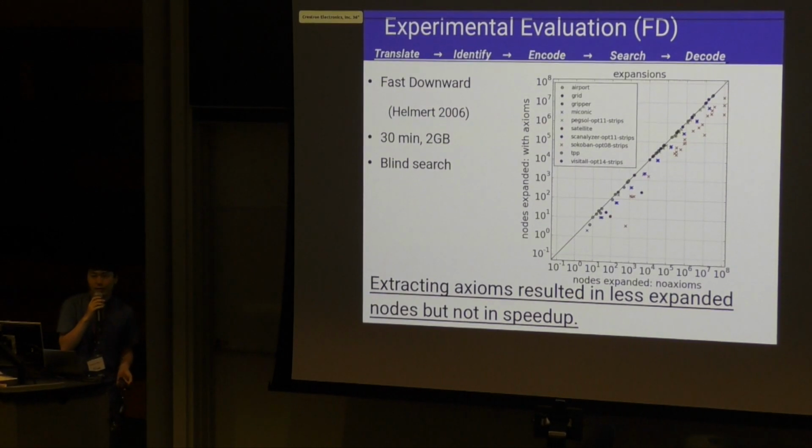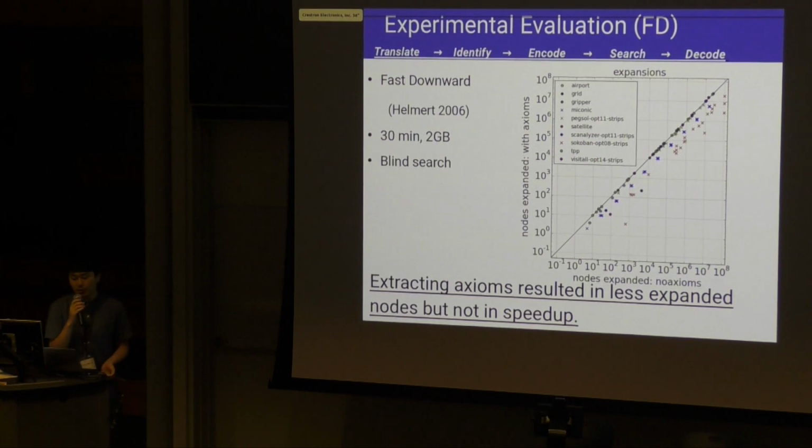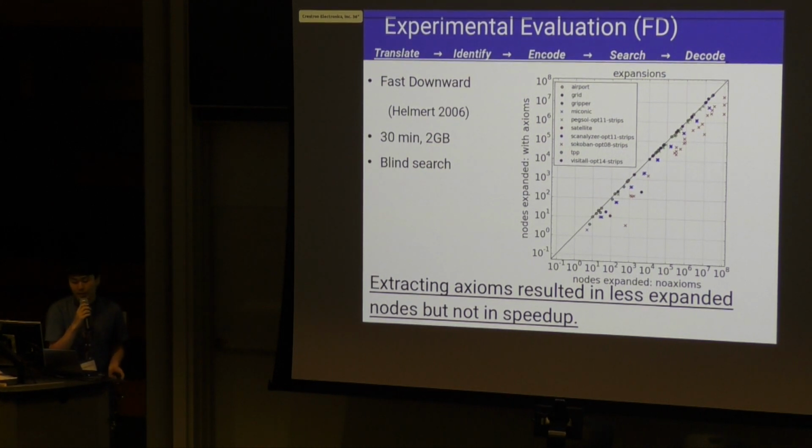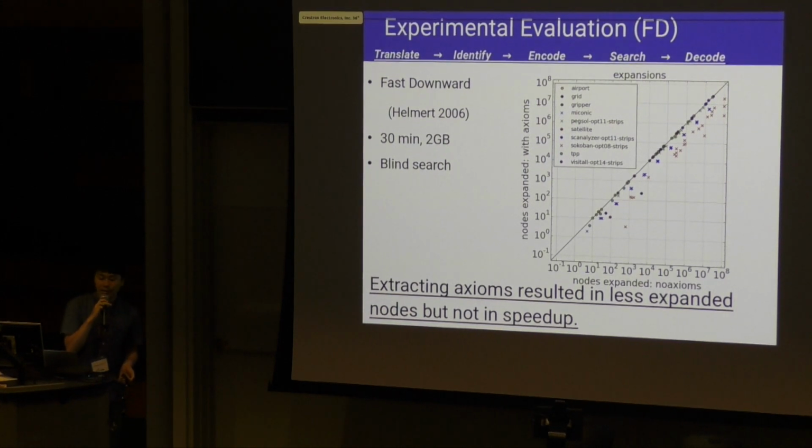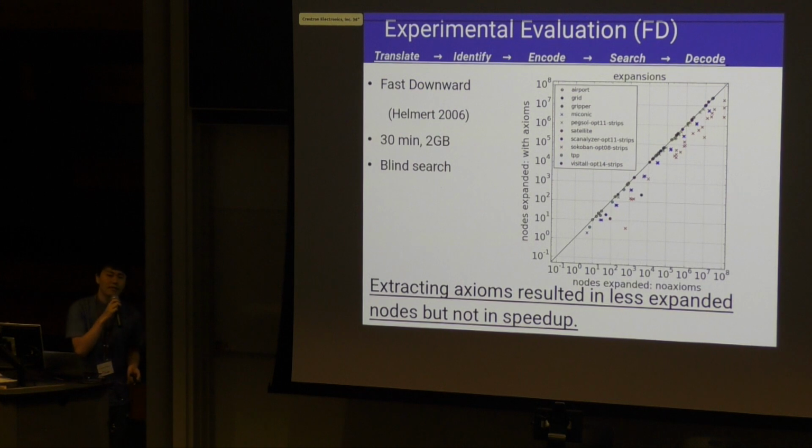Okay. We also did some evaluations with state space search planners. In these planners, extracting axioms resulted in fewer expanded states, but not in speedup because of the overhead in evaluating axioms in each state.